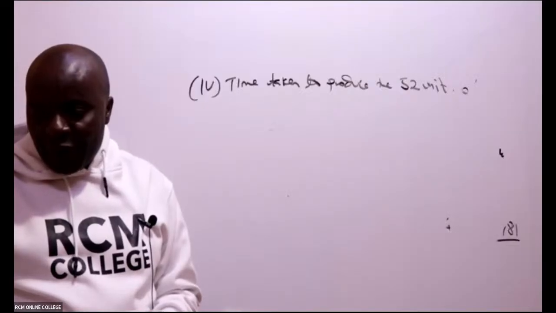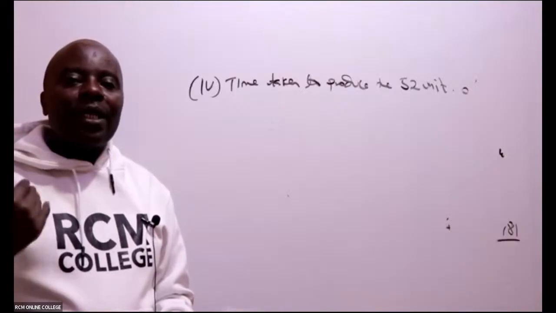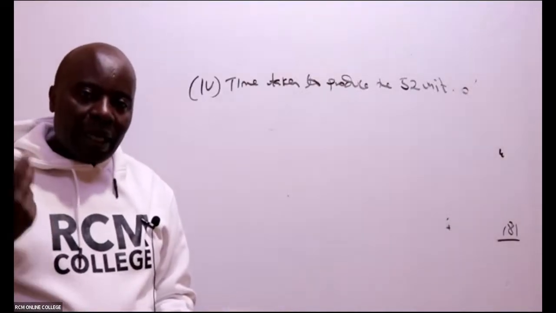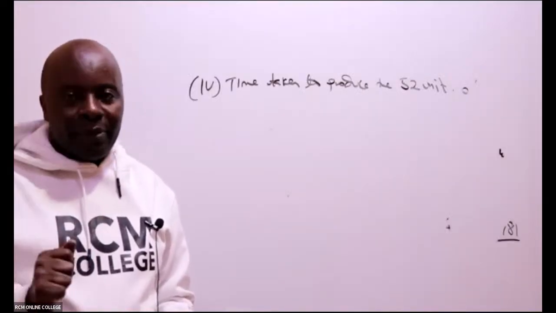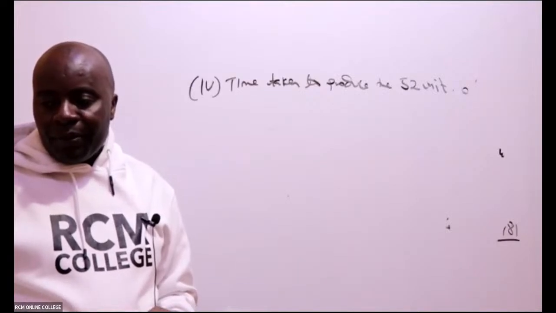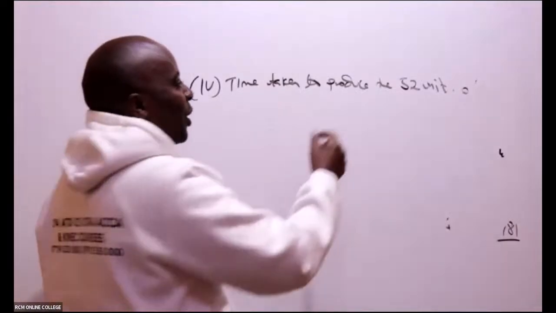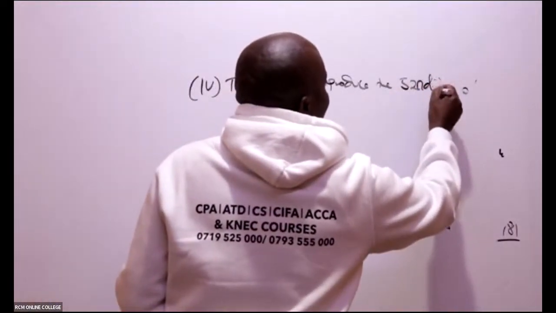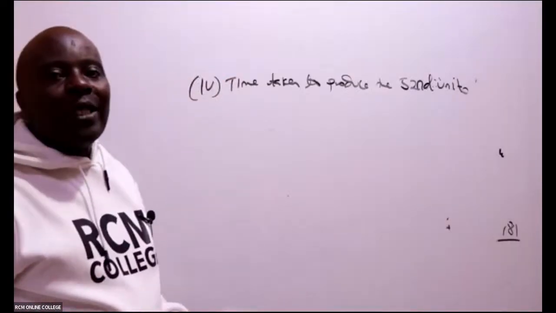Yeah, Kipsang, very, very good question. We shall be able to reach there. There are times the examiner doesn't give you R, the learning rate. How then do we calculate it? Using the doubling path principle. You're ahead of me just slightly. We shall reach there. So time taken to produce the 52nd unit.